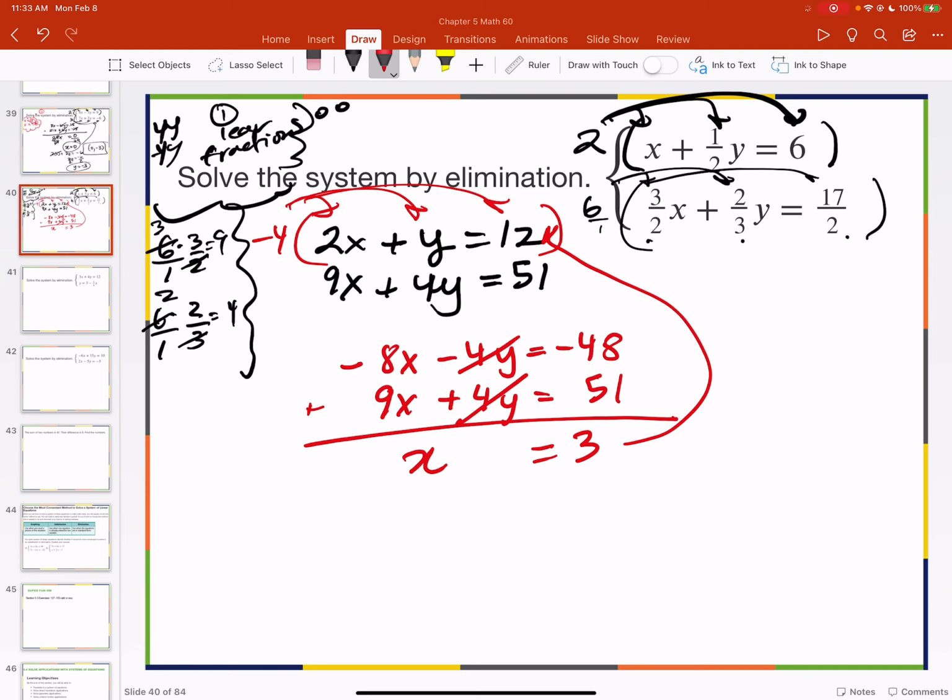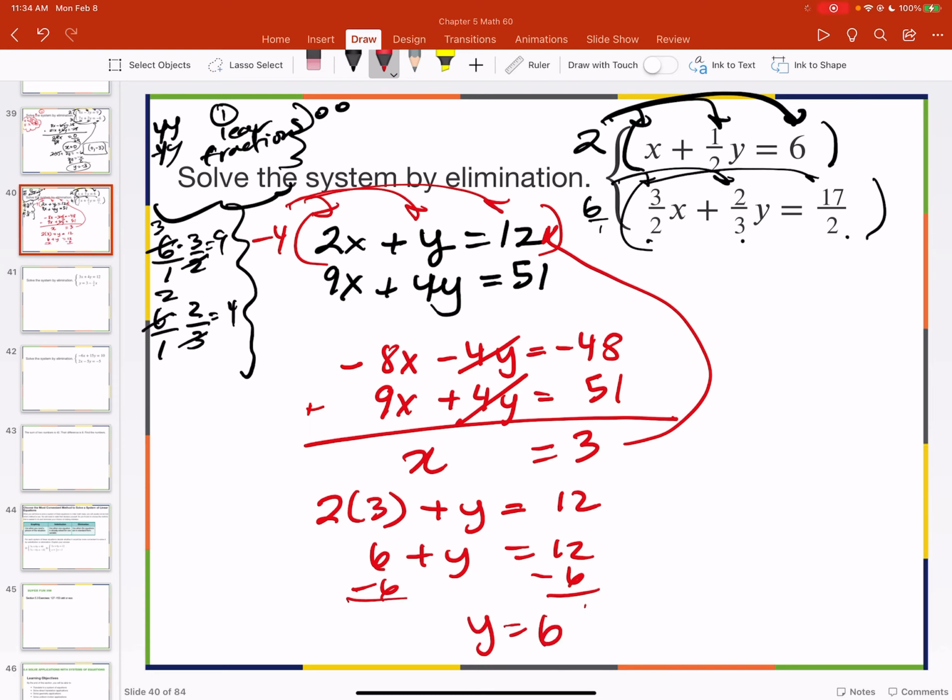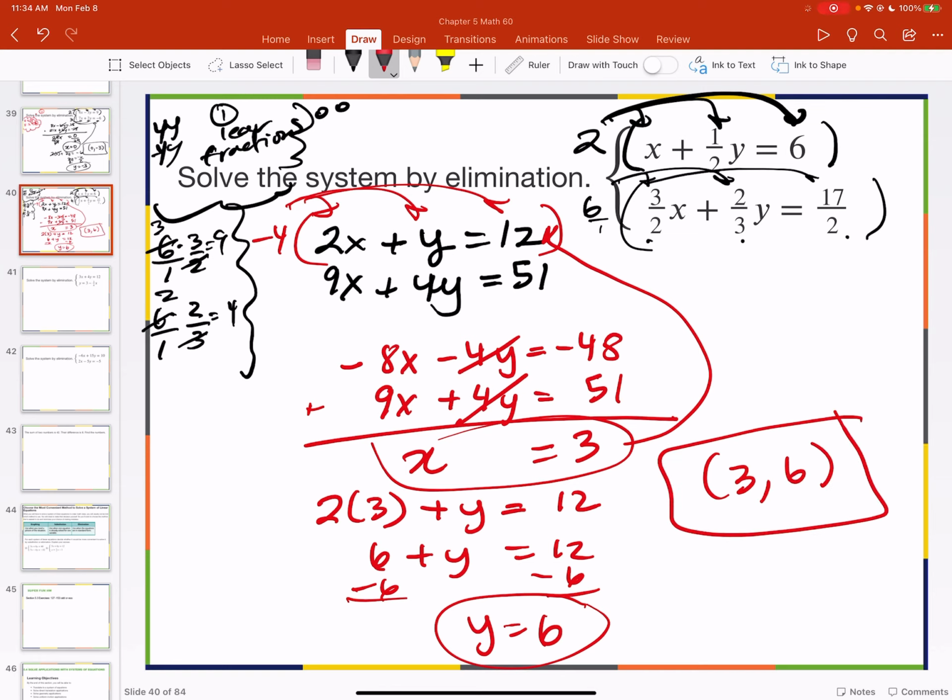And it's still valid because it's an equivalent equation. Okay, so 2 times 3 plus y is equal to 12. 6 plus y is equal to 12. So y is equal to 6. So we get the point (3, 6). All right, not too bad, yeah? So that's that one. Let's do a couple more examples just because examples are fun.